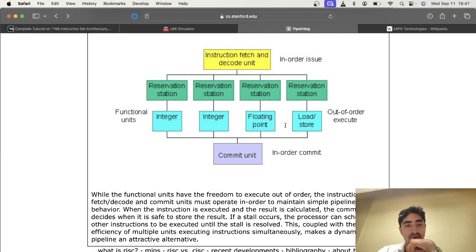While the functional units have the freedom to execute out of order, the instruction fetch and decode, and commit units must operate in order to maintain simple pipeline behavior. When the instruction is executed and the result is calculated, the commit unit decides when it is safe to store the result. If a stall occurs, the processor can schedule other instructions to be executed until the stall is resolved. This, coupled with the efficiency of multiple units executing instructions simultaneously, makes a dynamic pipeline an attractive alternative.